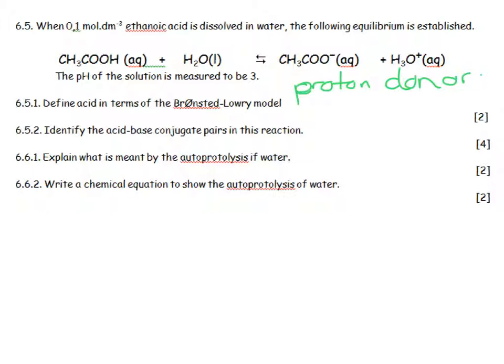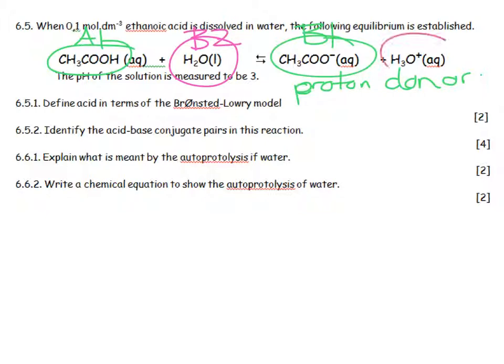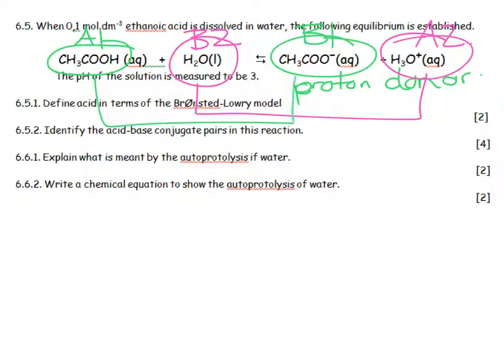Identify the acid-base conjugate pairs. So this is a proton donor, so it's acid 1. Once it's donated it becomes base 1. This is a proton acceptor, so it's base 2. Once it has accepted that proton, it becomes acid 2. So the acid-base pairs are given by those two links.